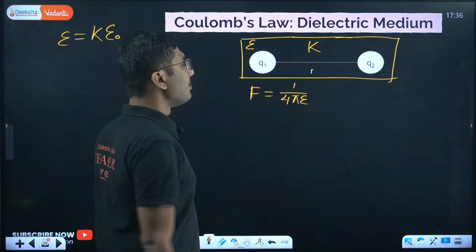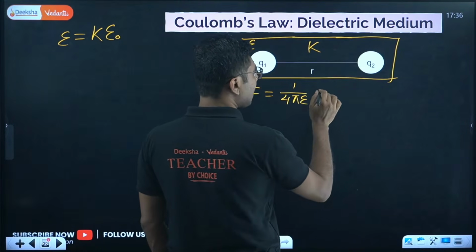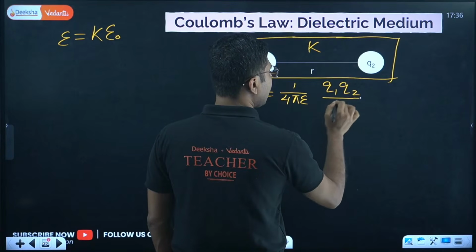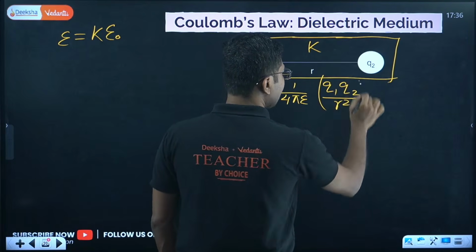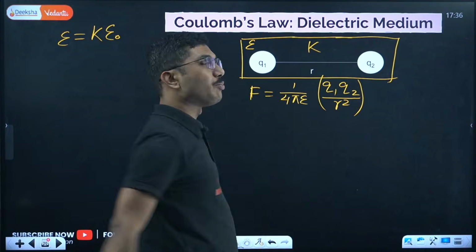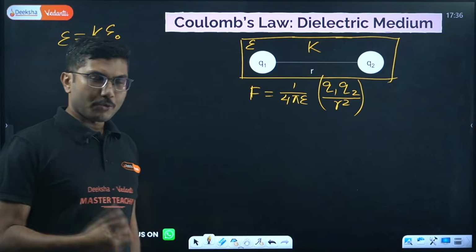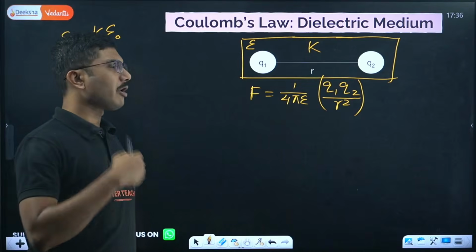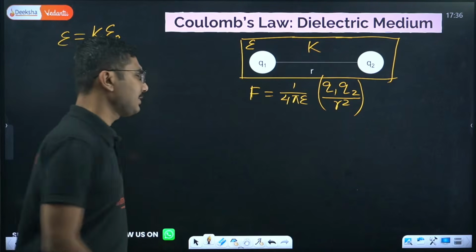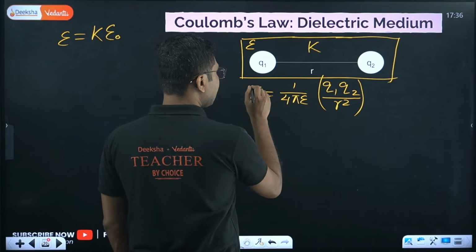So the force between two charges is given by 1 by 4 pi epsilon q1 q2 by r square. Everything is the same. This is Coulomb's law. The only factor that changes is the proportionality constant. Coulomb's law as such is not changed, only the proportionality constant changes. That's why the Coulomb force itself changes.